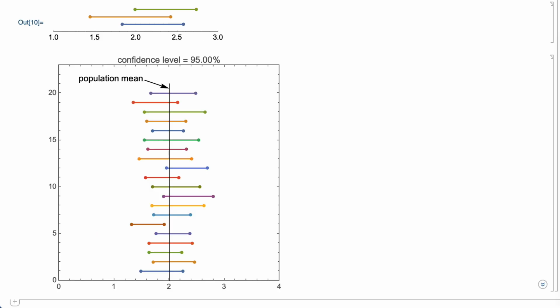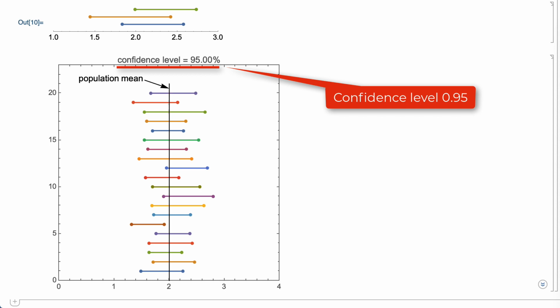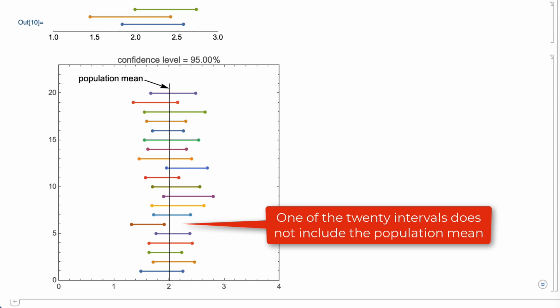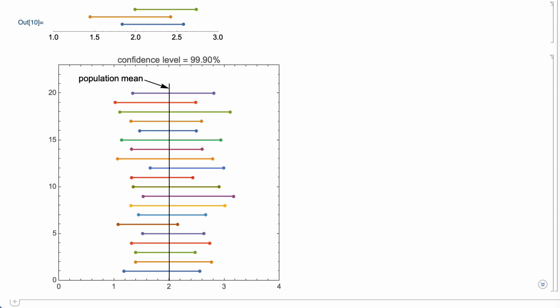Here's a plot of 20 confidence intervals computed using 20 different samples from the same population. With a confidence level of 0.95, or 95%, it is expected that, on average, 95% of the confidence intervals will include the population parameter, and that is what has happened in this example. 19 of the 20 intervals, or 95%, do include the population mean, and one of the intervals does not include the population mean.